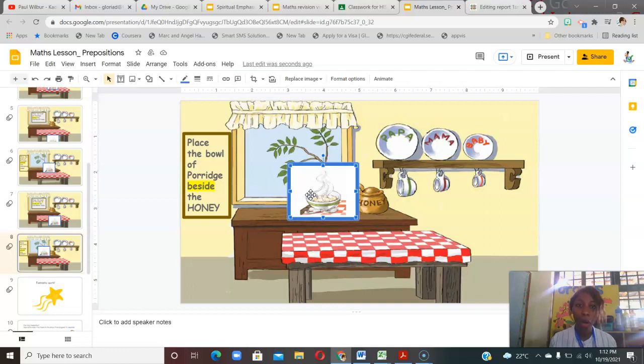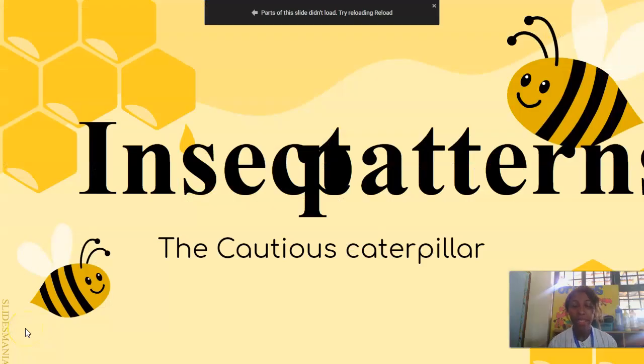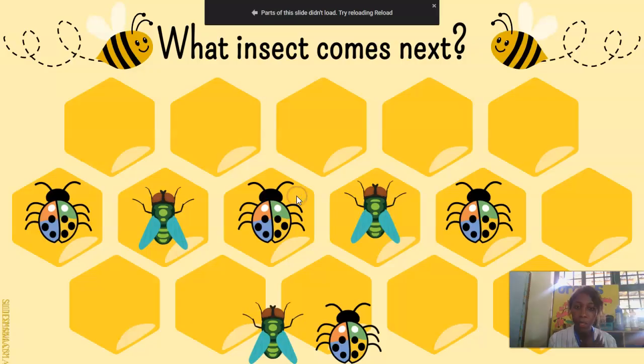We're going to move on to patterns. In this assignment, we were learning about mini beasts and we had to try to complete the insect patterns. We read the story, The Cautious Caterpillar, and we had to try to complete the assignment here. So there are different patterns. This is a simple A-B pattern. So remember, a pattern is anything that keeps repeating.